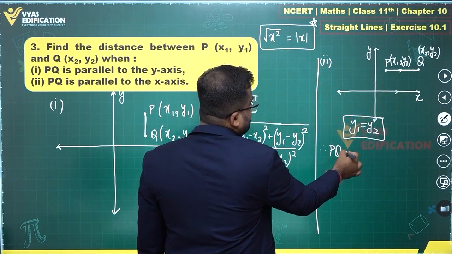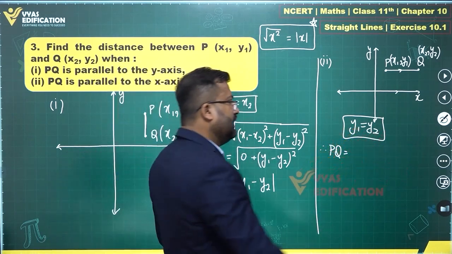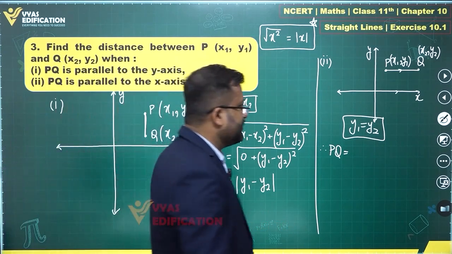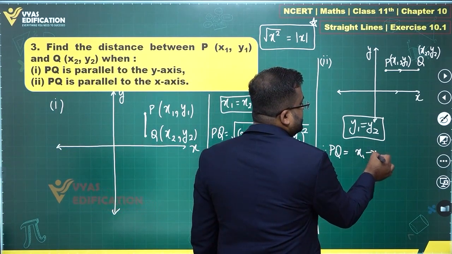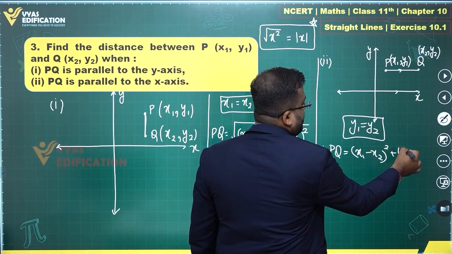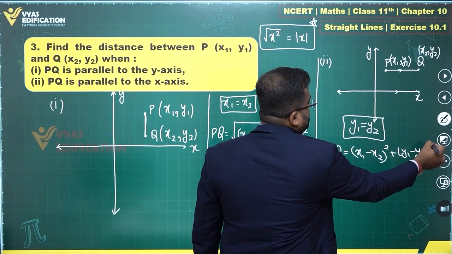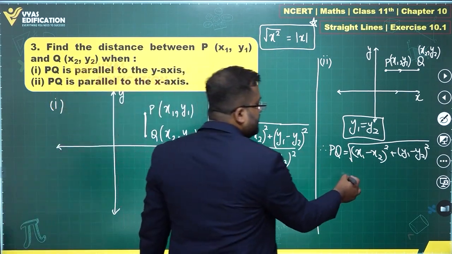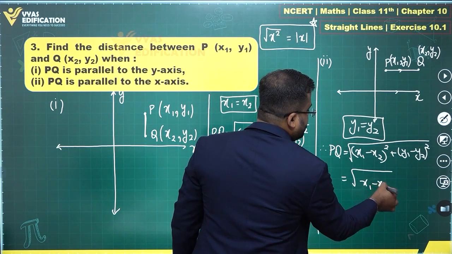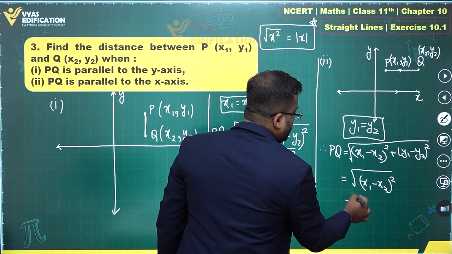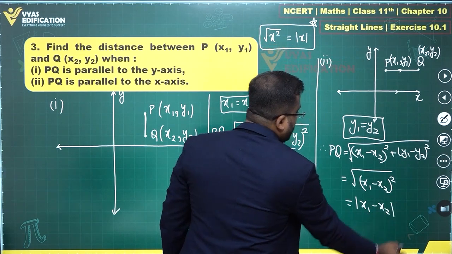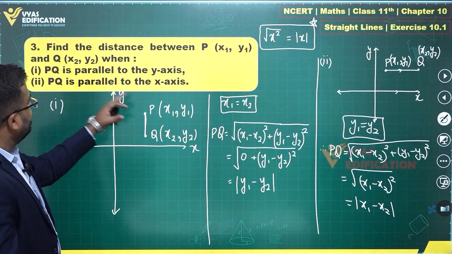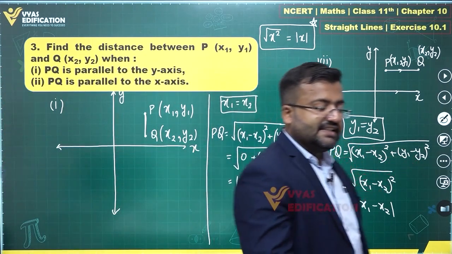Therefore, the distance PQ is equal to what? Now, seeing this calculation, you can observe, yes, it will be the modulus of x1 minus x2. But let's write again, (x1 minus x2) whole squared plus (y1 minus y2) whole squared, and its under root. This is the distance. And that second term becomes 0. So this becomes under root of (x1 minus x2) whole square, which is equal to the modulus of x1 minus x2. This is what you'll have. That's PQ for us in this second part. When PQ is parallel to the x-axis, this is the distance.